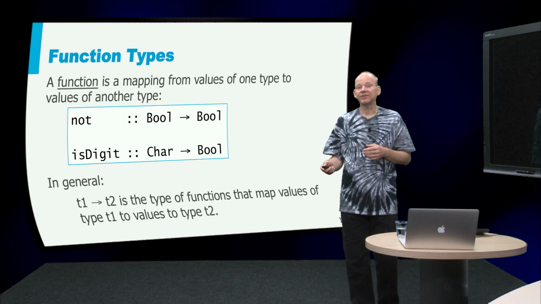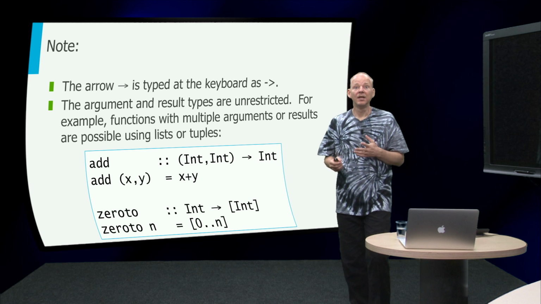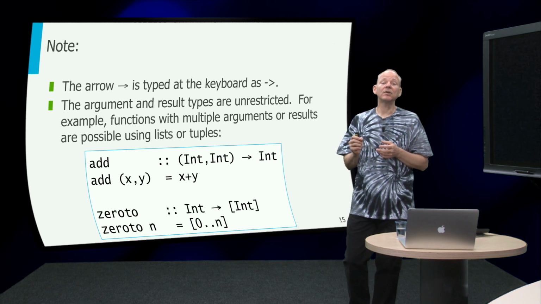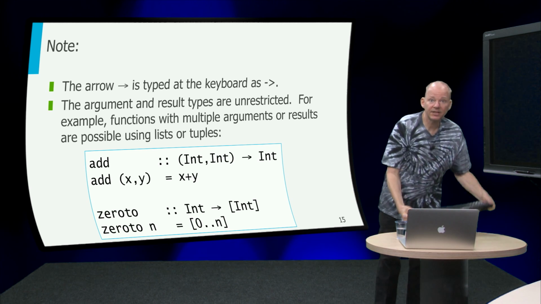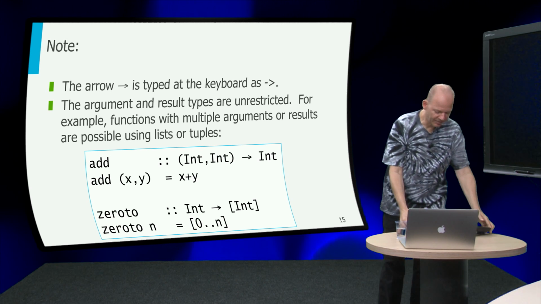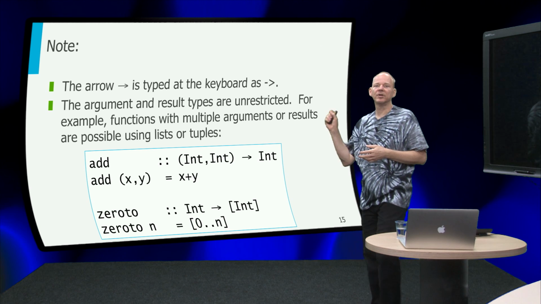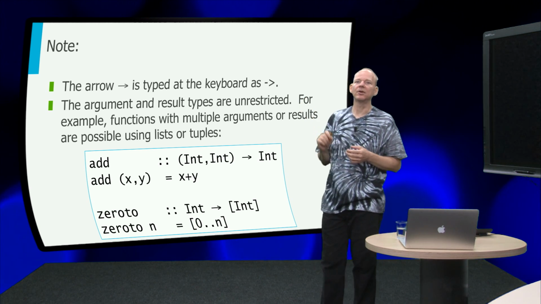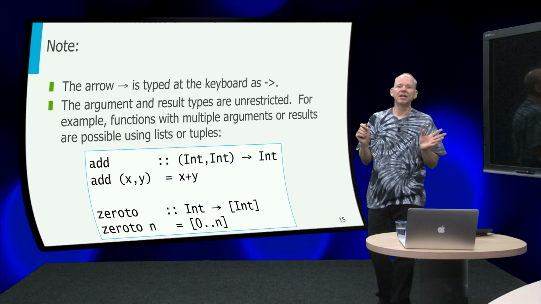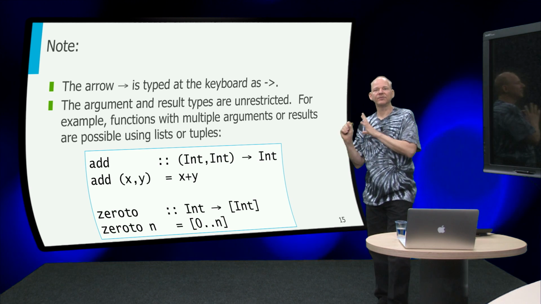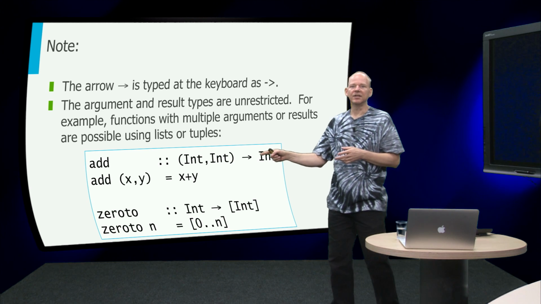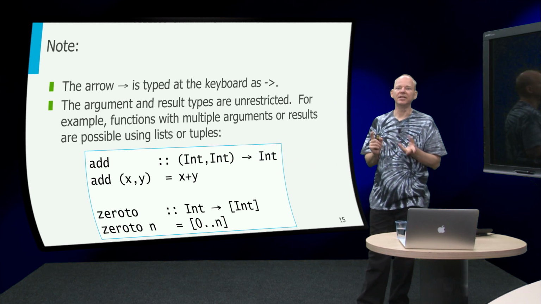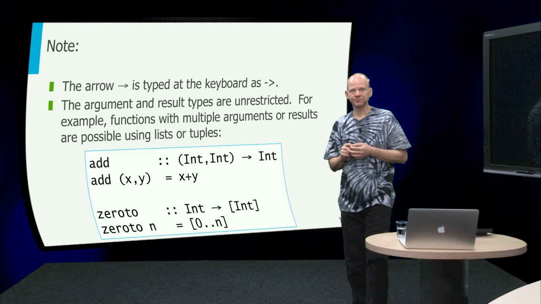Now you notice that we write the arrow of the function type as a nice arrow, but when you use the keyboard to type in the actual code, you will type that as a dash followed by a greater than sign. So, we will use the nicer syntax here, but just be careful. This is not how you actually type in the arrow.